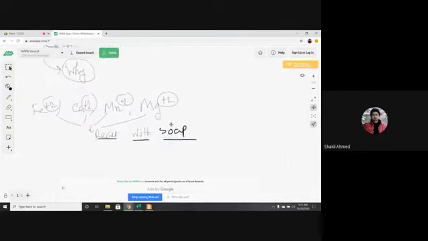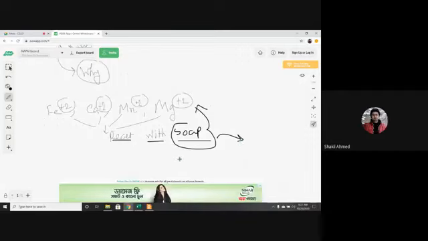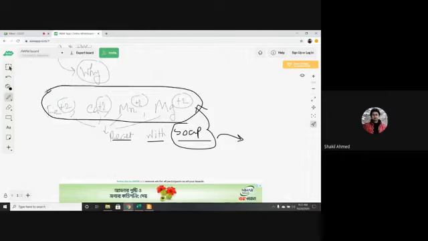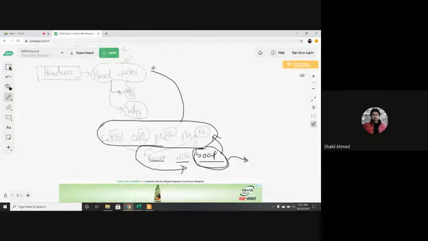Because if soap is reacting with them, that means soap is not performing its actual function, which is to wash the cloth by removing the grease or oil. So since these species, if present in water, react with soap, they reduce the efficiency of the soap. That's why the water is hard. Is it clear, guys? Yes, sir.